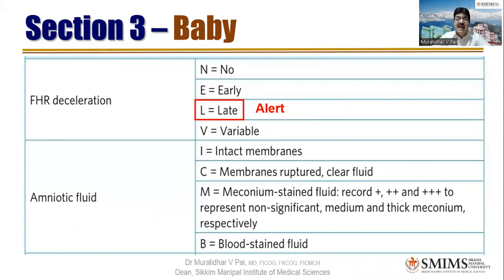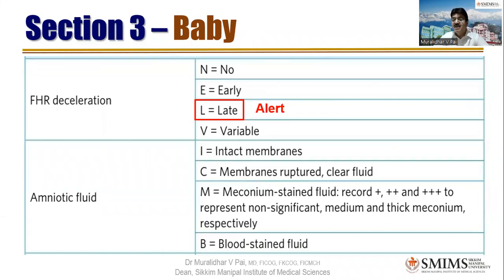Also good. M is meconium stained liquor, and you can put it as 1+, 2+, 3+, which is thin meconium, moderately thick meconium, and thick meconium, representing non-significant, medium, and thick meconium respectively. B is for blood stain.